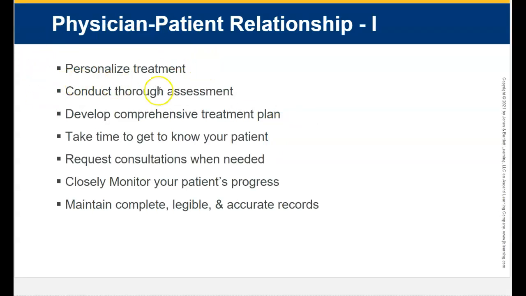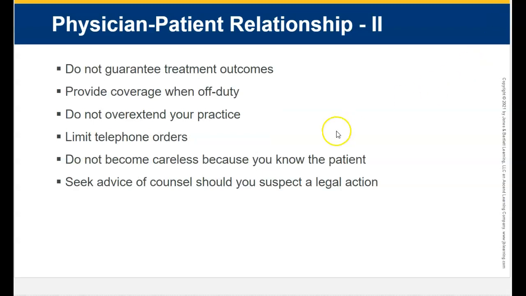Personalized treatment at the top of the slide is the number one way to avoid malpractice. You have to make the care personalized. What does this patient need? Obviously there are rules to follow, but you want to make sure you've done everything for each patient individually. Do not overextend your practice. Limit telephone orders. I'm sure the book explains this too, but things can be misinterpreted when they're heard on the phone, via your ears.